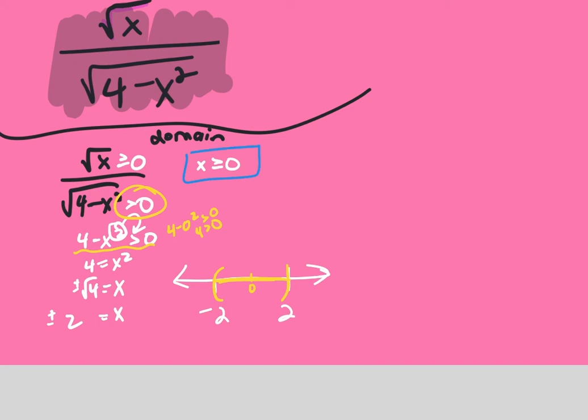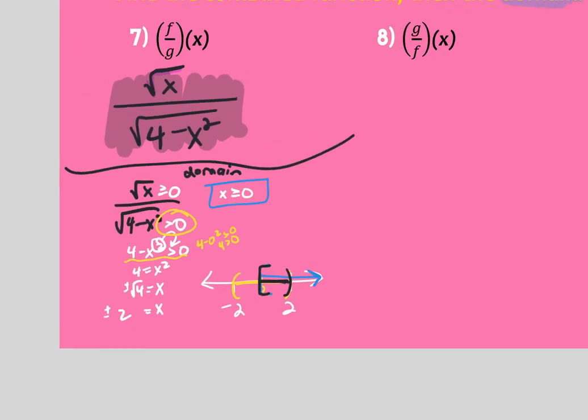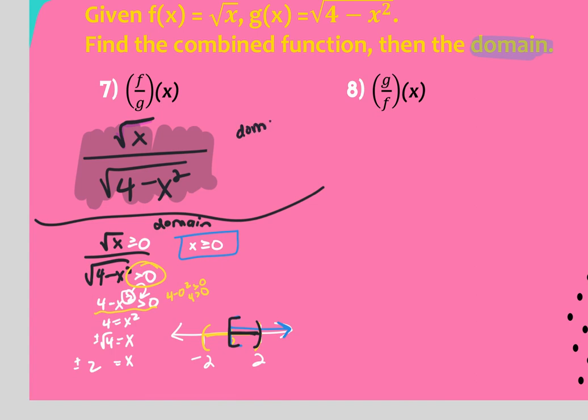Now I also have my restriction from my numerator, which is greater than or equal to 0. So that would be a bracket at the 0 pointing toward the right. And then this is like an and statement, which means I can only keep where it's overlapped, which is 0 to 2 shaded in between. There was a bracket on the 0, but a parentheses on the 2.